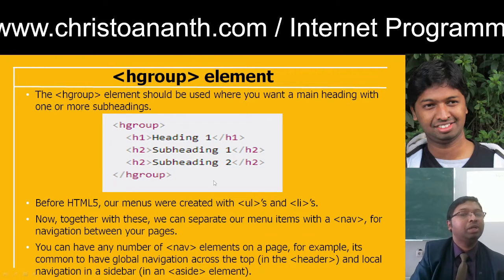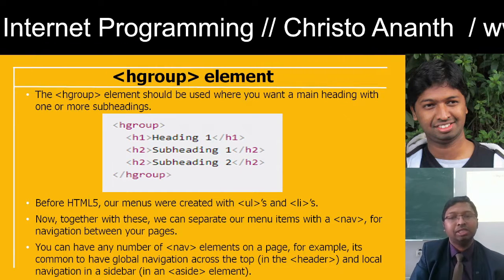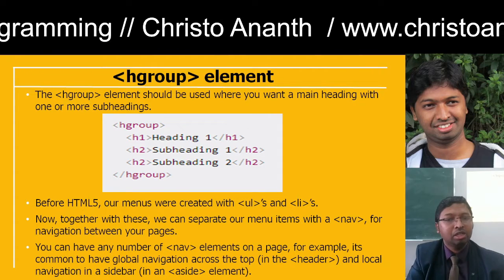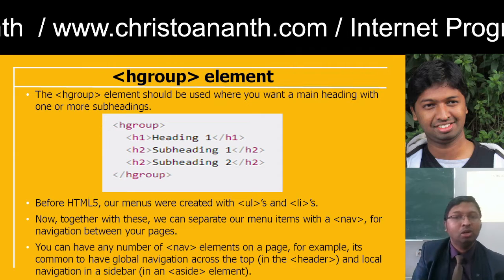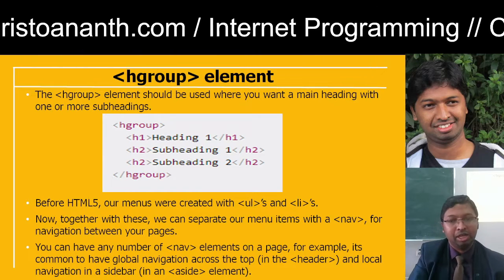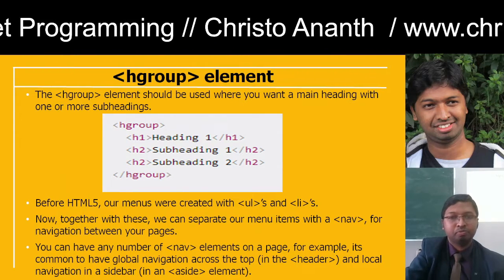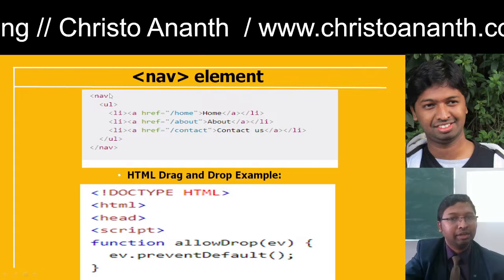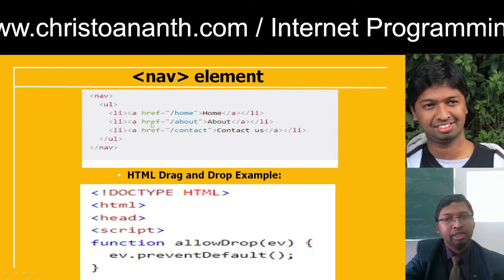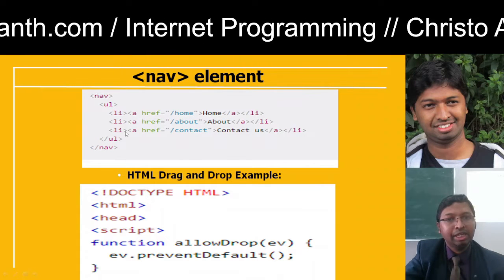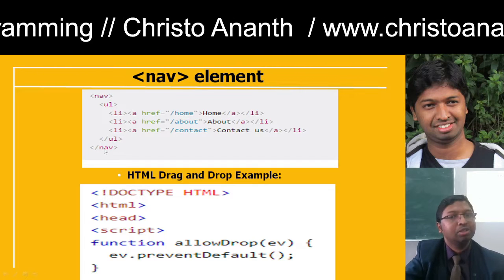So maybe our menus will be created with the unordered list and the list items. Together with them, we can separate the menu items with a navigation element. You can have multiple navigation elements, and you can have a global navigation across these headers, and local navigation in the case of sidebars like the aside element. So this is the navigation element: navigation, unordered list, link a href equal to home, home tag, a href equal to about, link a href equal to contact, contact us, and you close the unordered list, close the navigation.